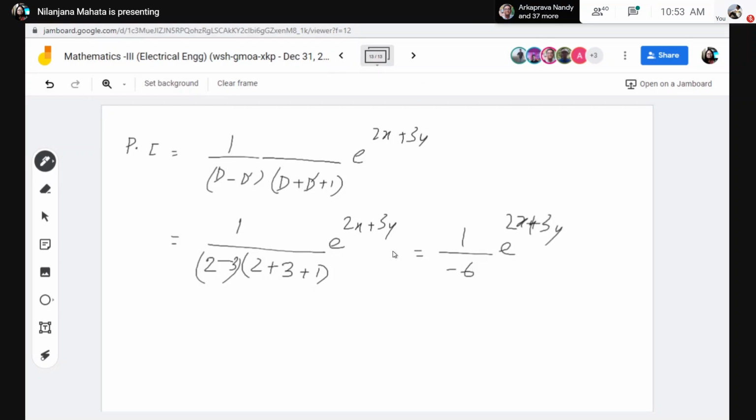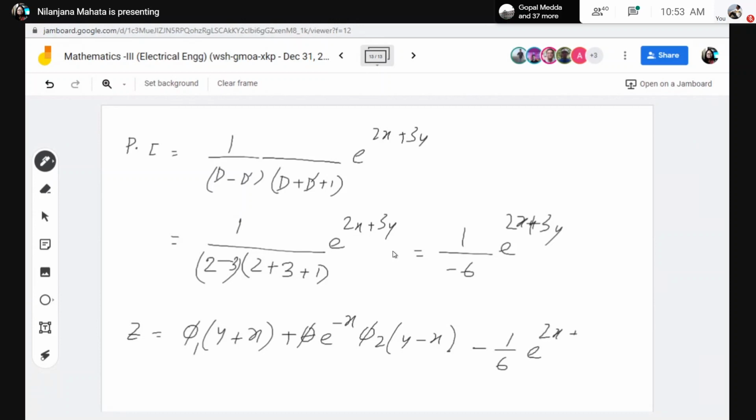So your complete solution will be z: you add your CF, which was e to the power minus x phi 2, y minus x, minus 1 by 6 e to the power 2x plus 3y. This is your complete solution of the partial differential equation.